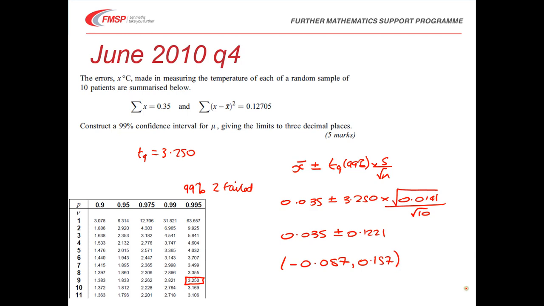Now some people get a bit stressed about the fact this is negative, but don't forget x is an error, so it can be positive and negative. So there's nothing wrong with having a negative value in your confidence interval.